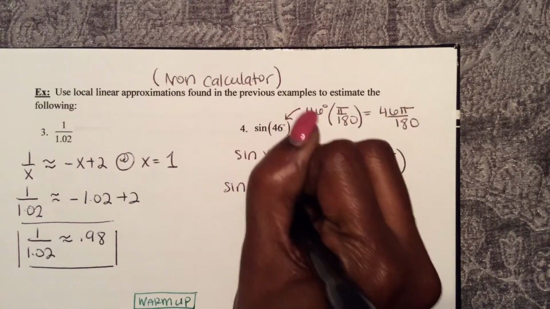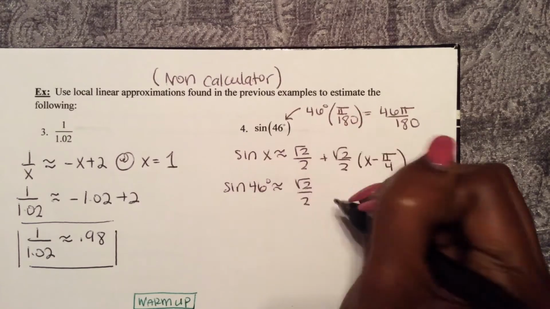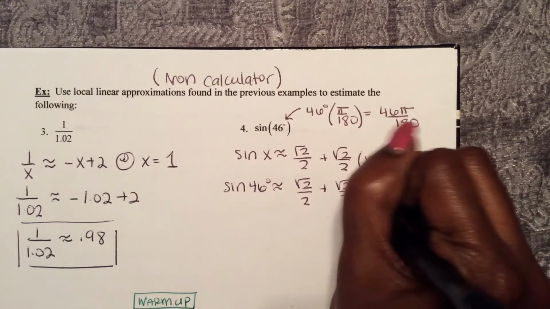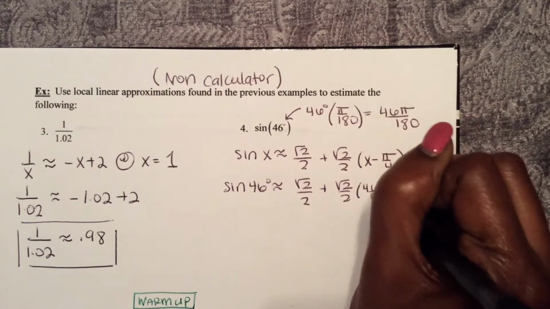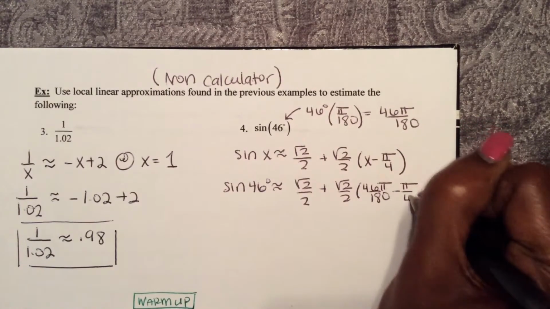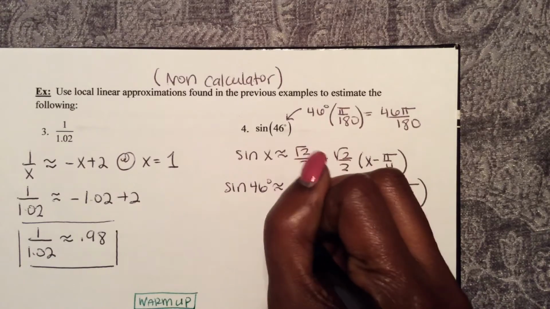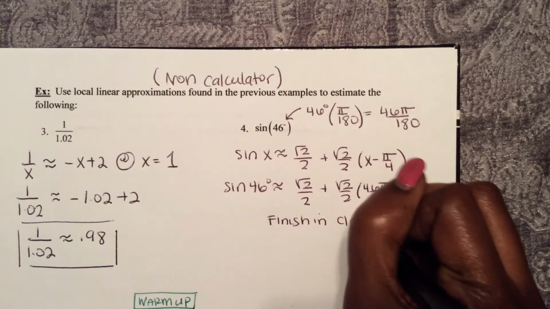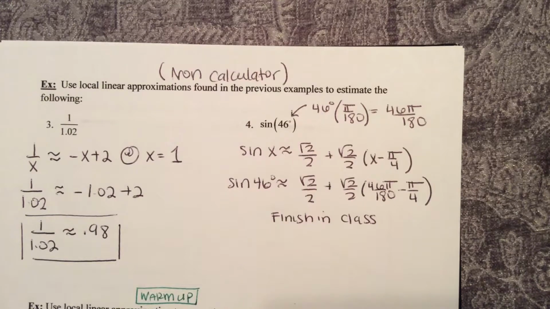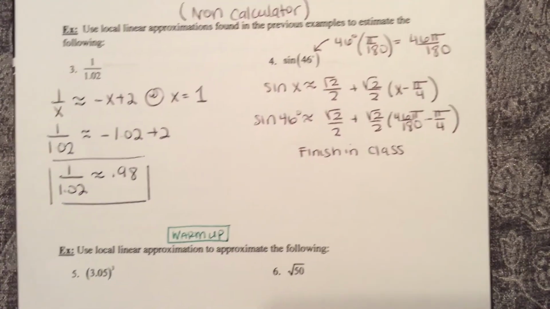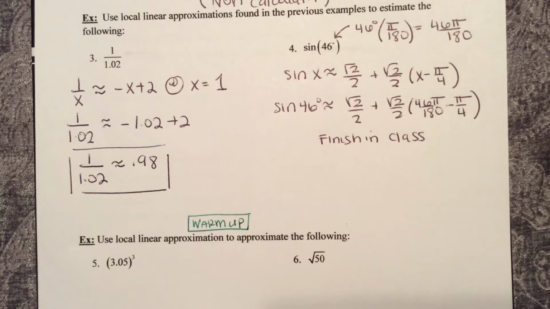So I can plug in. So sine of 46 degrees is approximately square root 2 over 2 plus square root 2 over 2 times 46 pi over 180 minus pi over 4. So then I could get common denominators and subtract, but to save time, I'm not going to. We will finish in class to see what our final answer is. And then let's go ahead and leave these next two as a warm-up.